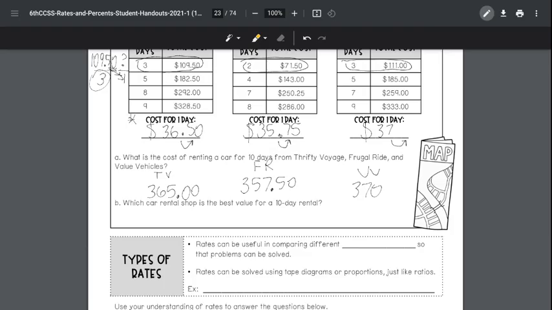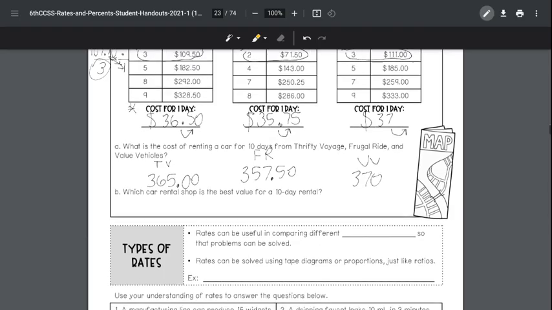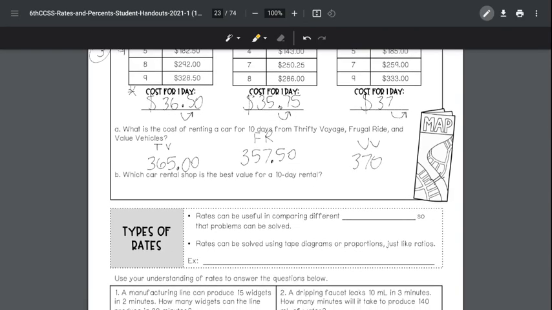Part B. Which car rental shop is the best value for a 10-day rental? Well, Frugal Ride, because they were our cheapest 1-day value, and they are the cheapest 10-day value. Okay, so Frugal Ride is our best value.